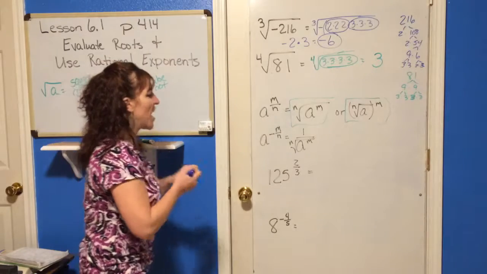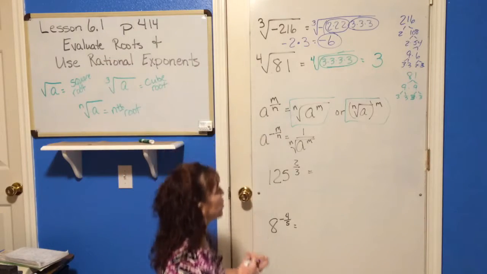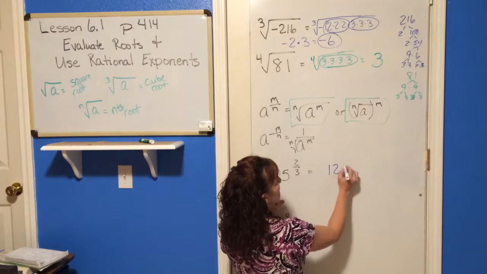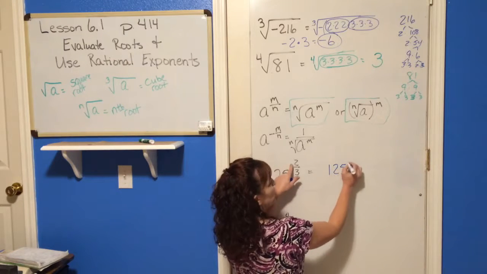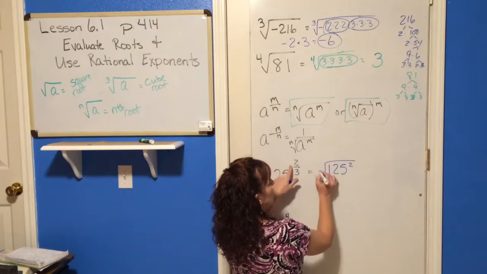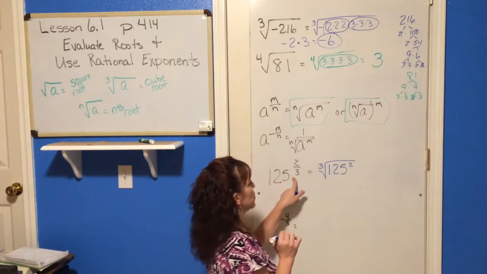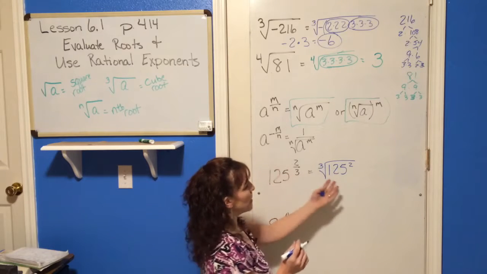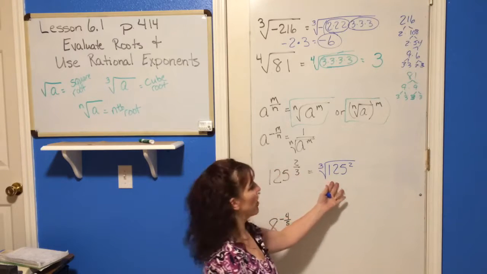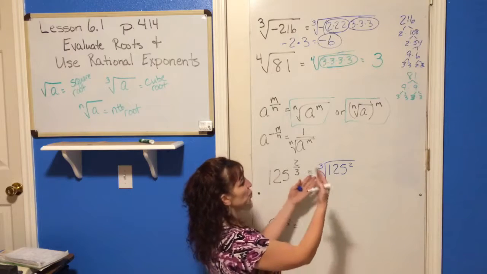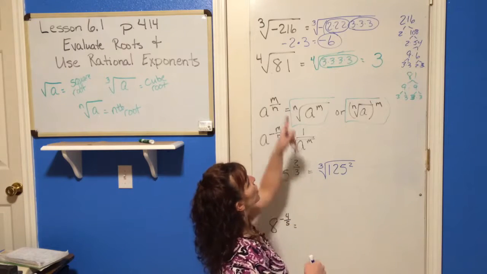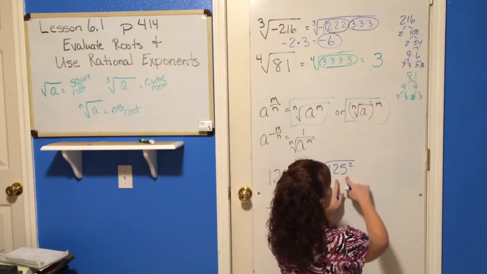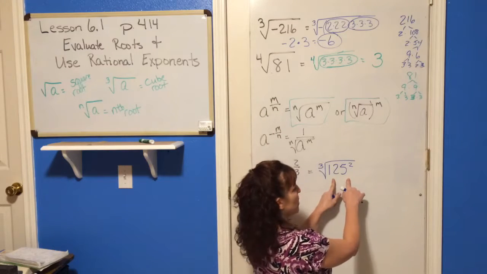So 125 to the 2/3 power is going to look like this. You're going to have 125, and 2 is your exponent, and 3 is your root. So that's step 1, to be able to just write it. You'll have to be able to do that.